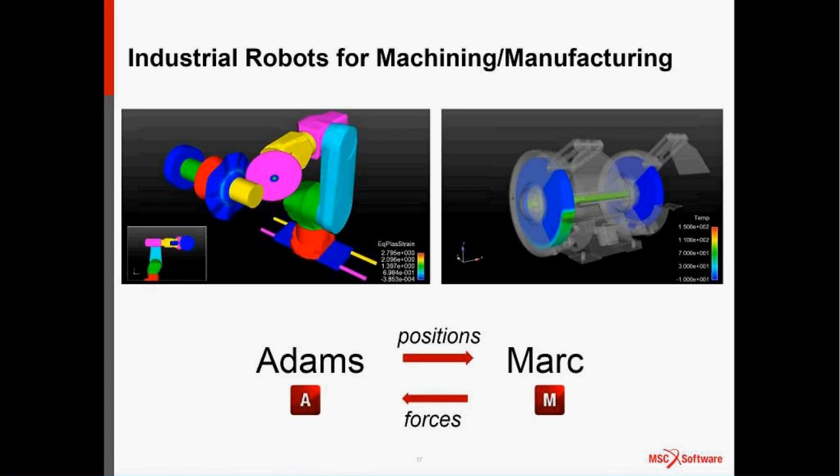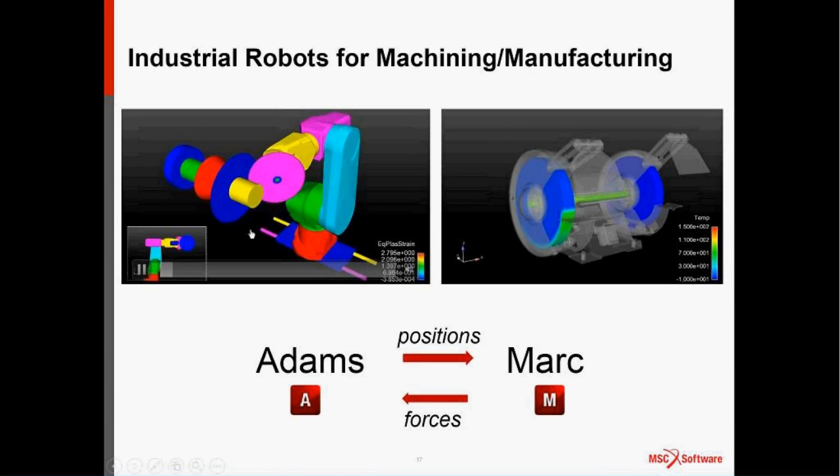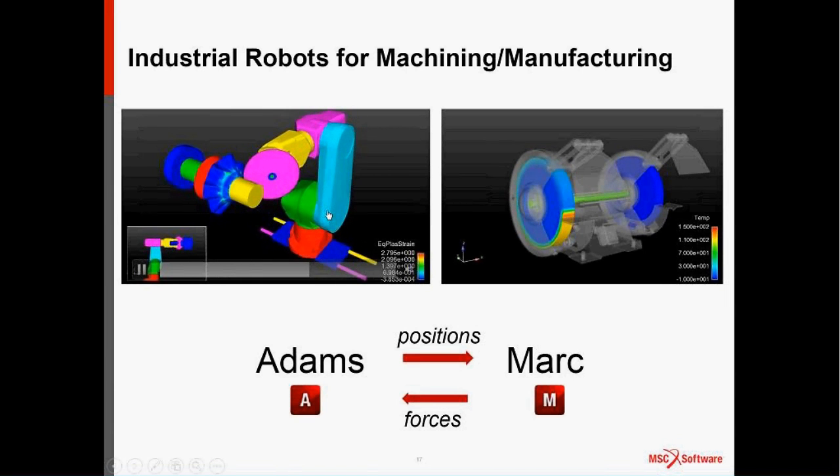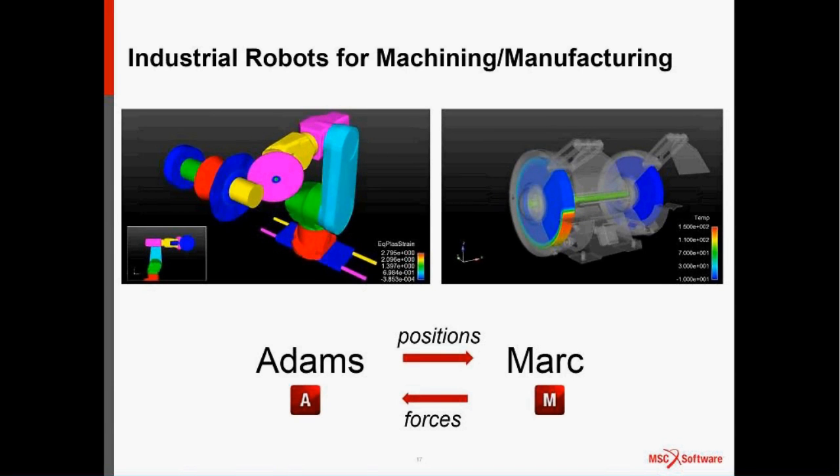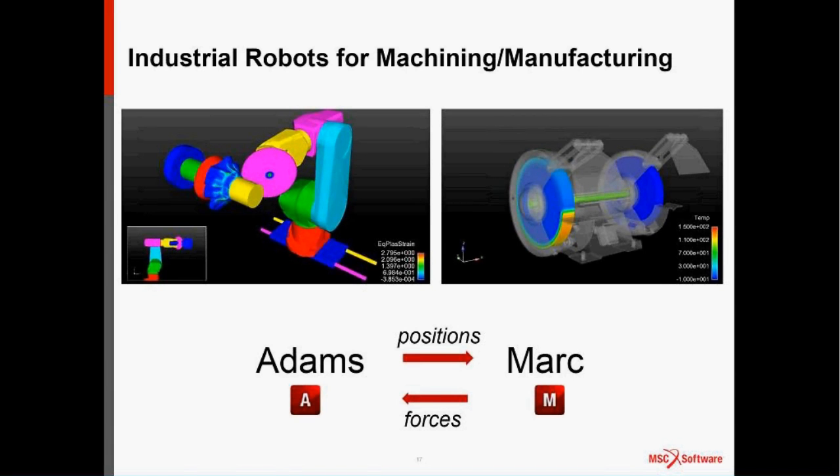For industrial robots used for machining or manufacturing, as we mentioned before, another factor that you want to consider is the interaction between the tool and the workpiece itself. In this scenario, we recommend a new solution called Adams Smart Co-Simulation, as a lot of you have probably heard of before. With this new technology, we are enabling our Adams users to run co-simulation with our nonlinear FEA solution called Marc.